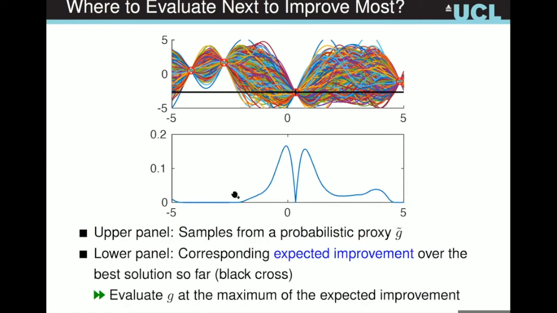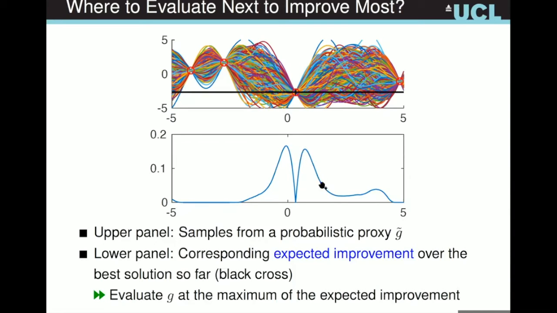The lower panel here is called the expected improvement over the best solution so far. So that's how much better our function value is expected to be compared to the function value that we have seen so far. And so now we use the posterior mean and the posterior covariance function to draw these samples from a Gaussian process to compute the expected improvement over the function value. And now we're going to use this function here to determine where to evaluate next.